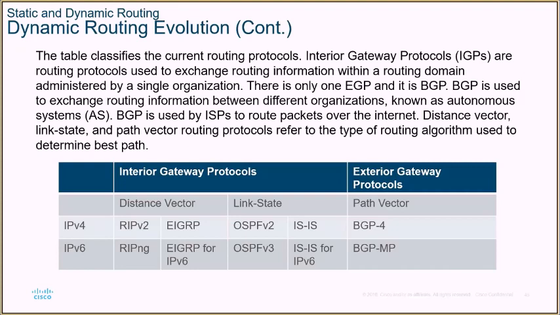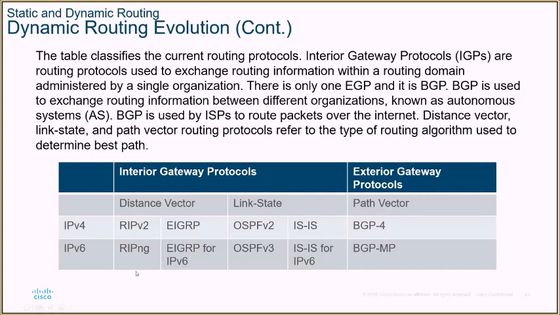Distance vector, link state, and path vector routing protocols refer to the type of routing algorithm used to determine the best path. Now, path vector is BGP, and basically it tracks every autonomous system that a route has gone through, and that's how it figures out if there's a routing loop. If it sees the same autonomous system number twice, it will ignore that route.